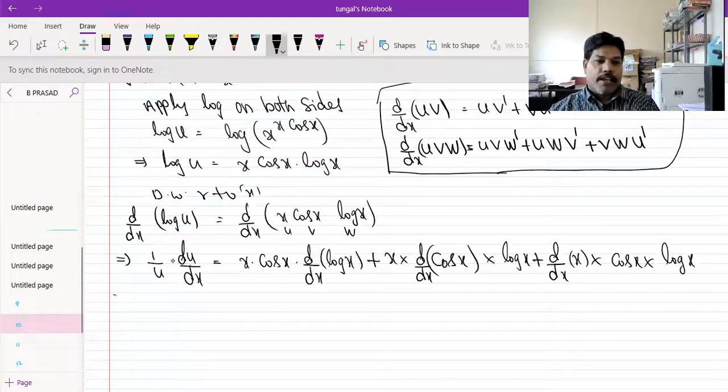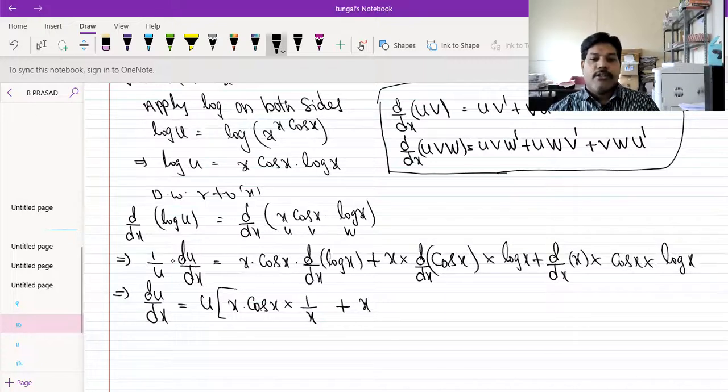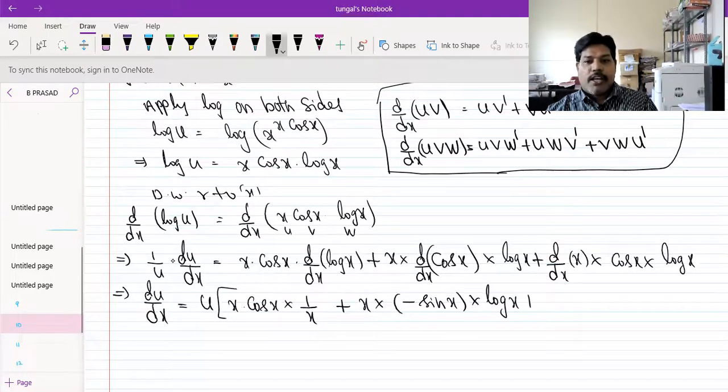That implies take this u to that side, then you will get du by dx is equal to u into x into cos x into the derivative of log x, which is 1 by x, plus x into the derivative of cos x, which is minus sin x, into log x, plus the derivative of x, which is 1, into cos x into log x. Are you understanding, students?